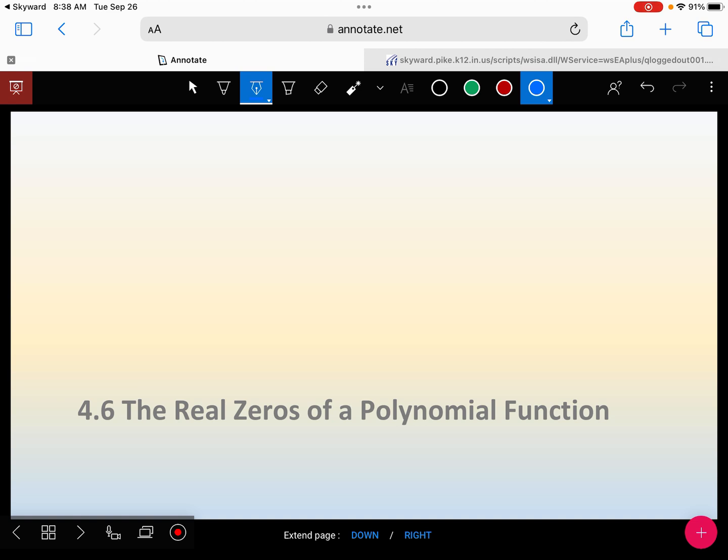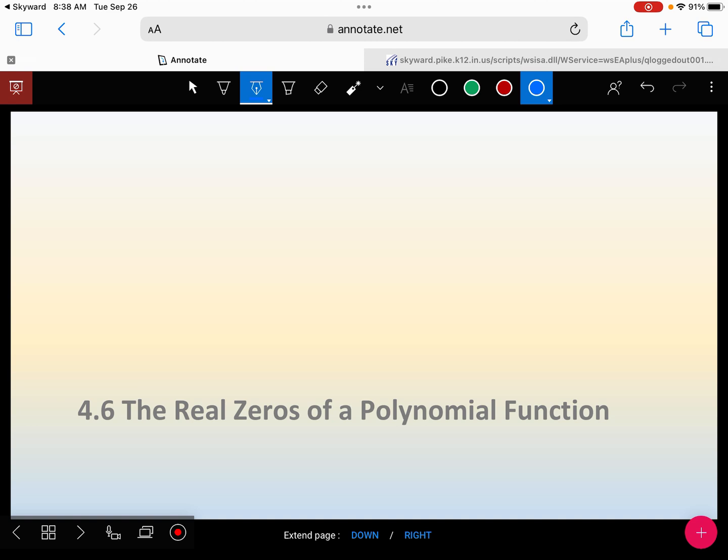All right, let's look at 4.6. If you're titling your notes, this is 4.6, which is the real zeros of a function. We're just going to do a couple of the easy questions today, and then we'll get into a little bit more of the complicated stuff tomorrow. But I will dedicate some time at the beginning of class to go over a homework 13 question.